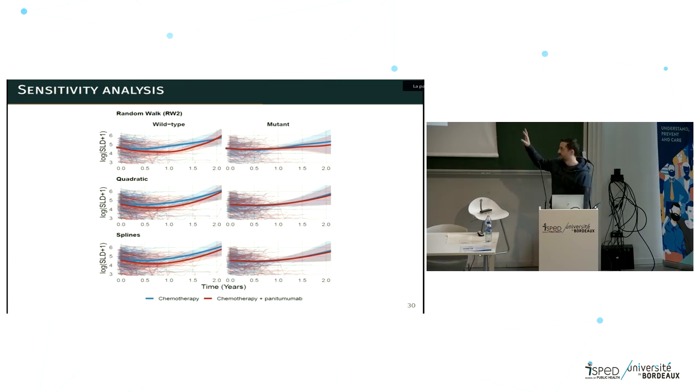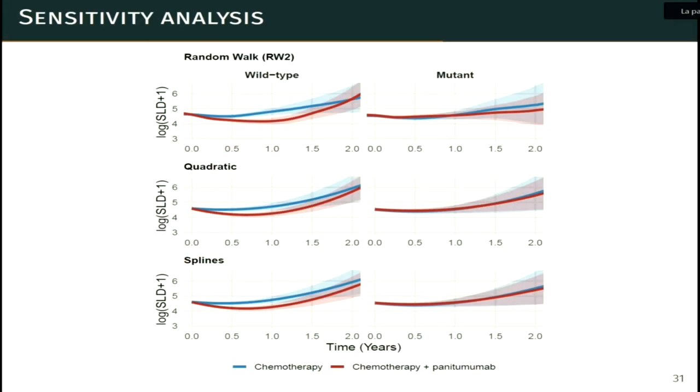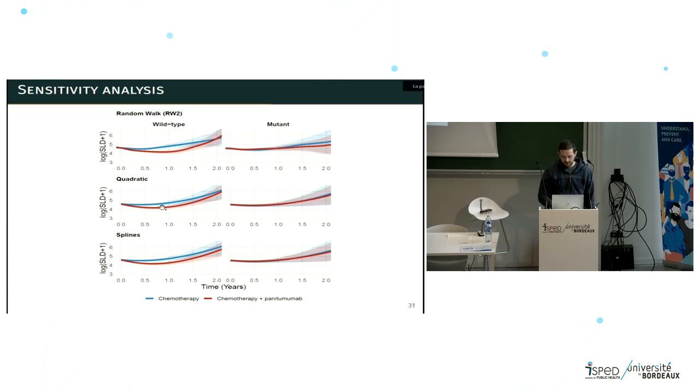Just for the sensitivity, you can see with quadratic and splines, we get roughly similar trajectories. It's slightly more constrained. We need to have a very smooth curve, while the random walk will be more like letting the data speak. So it's more flexible, but both are quite smooth. And we still see a significant difference here and here, especially in the parameters of the model. So we get similar results, very similar.